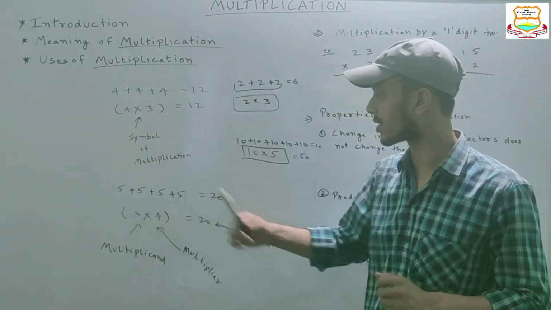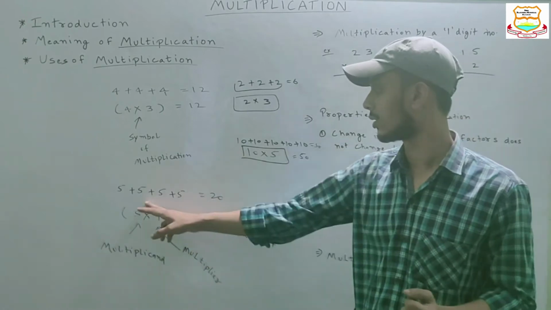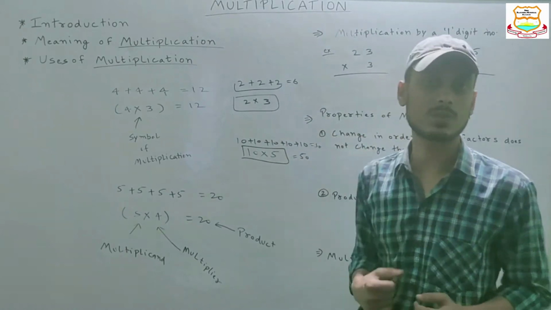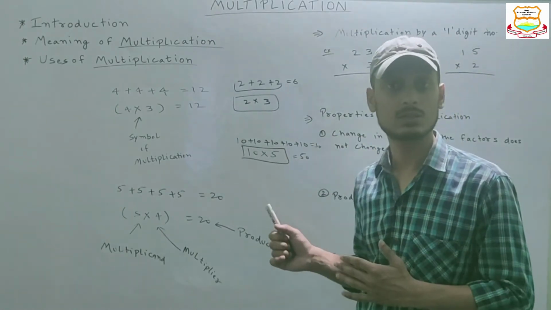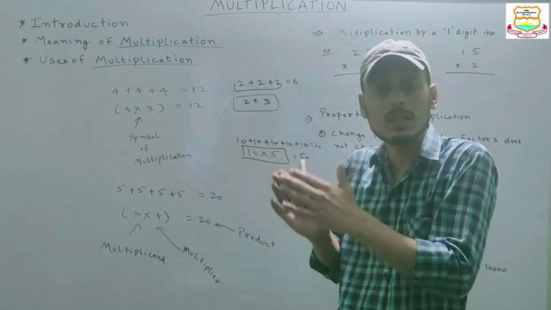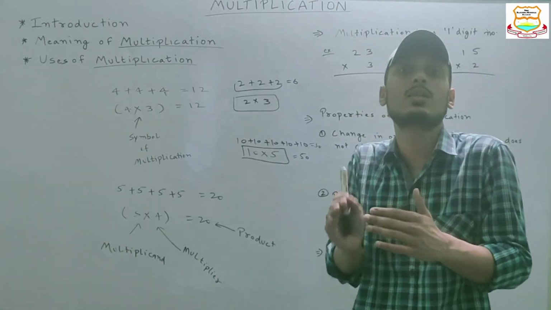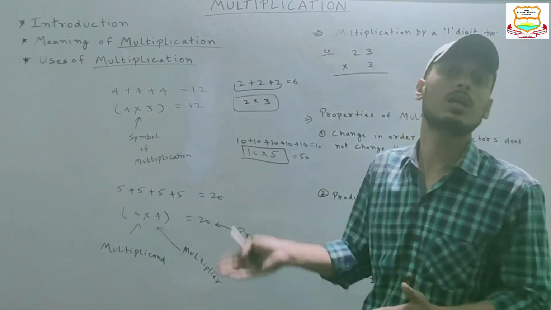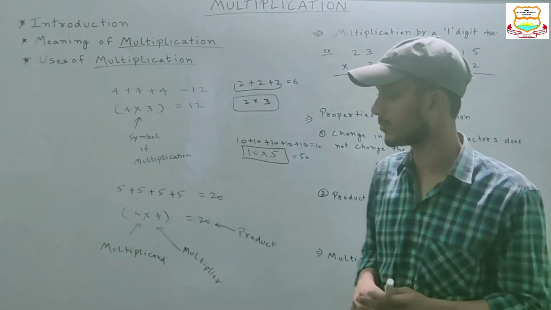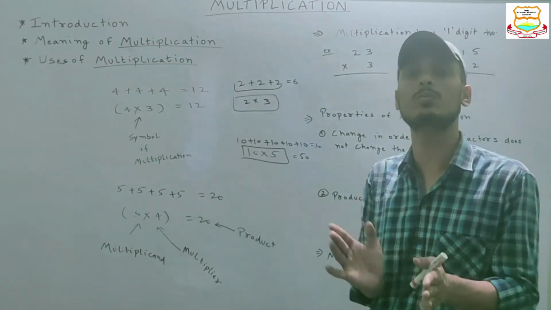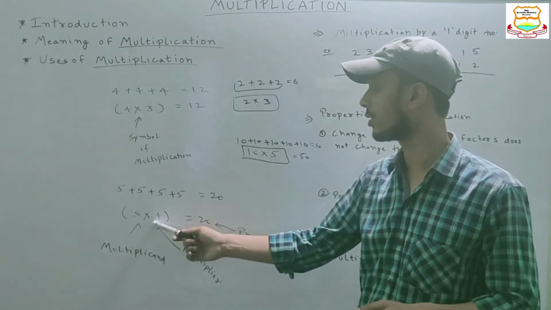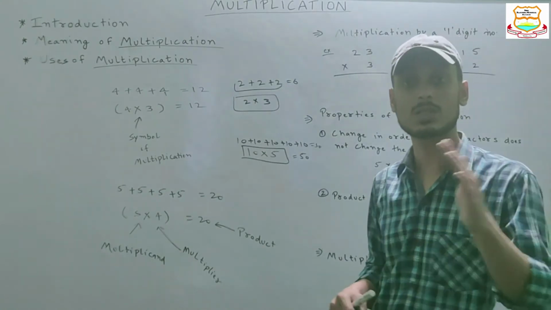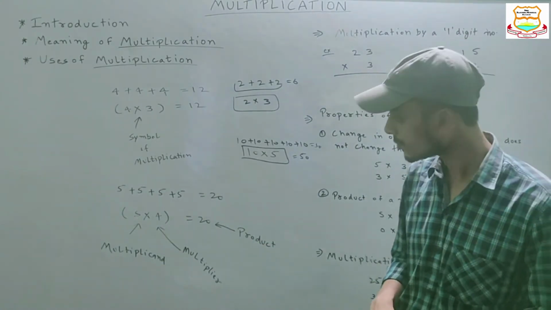5 plus 5 plus 5 plus 5 equal to 20. Means the same number 5 is being added 4 times. So as we learned here, when a particular number is added repeatedly, then we can represent it in another form, in the form of multiplication. That process is called multiplication. 5 into 4 means 5 is being added 4 times continuously. The answer will be 20.